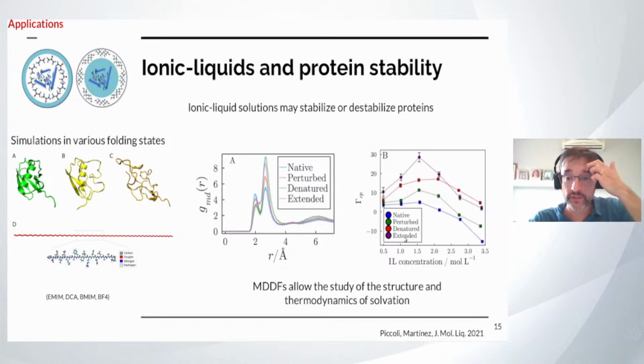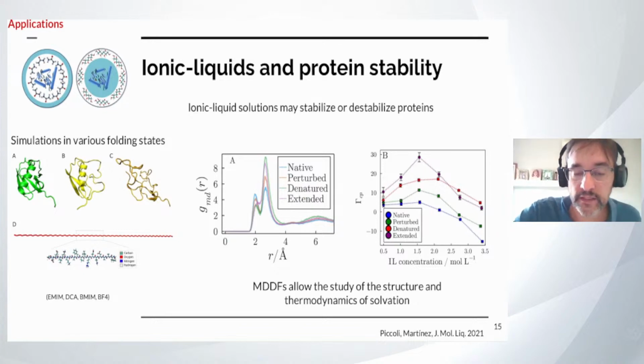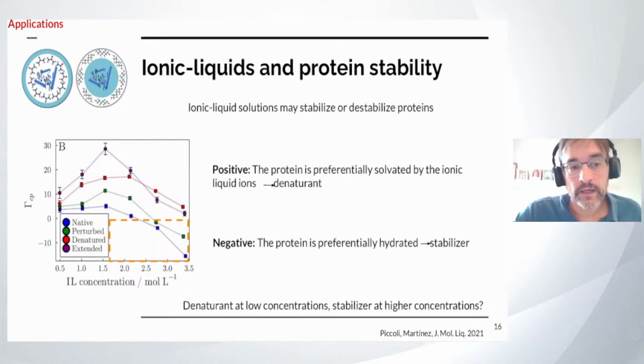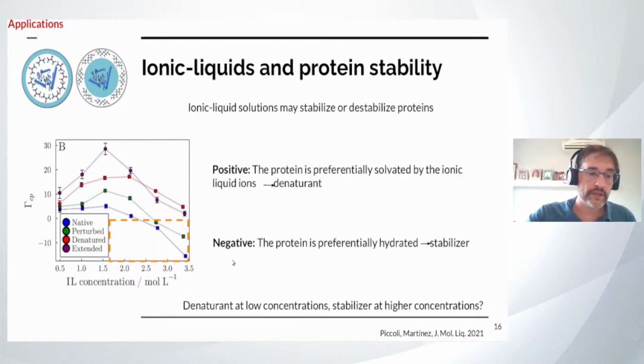So minimum distance distribution functions allow the analysis of these details of the solvation, but also to compute the preferential interaction parameters, which are effectively connected with the macroscopic effect of denaturation or stabilization. So here we have an example. We have the preferential interaction parameter of one of those ionic liquids with the protein. If this preferential parameter is positive, it means that the ionic liquid is preferentially solvating the protein, which means, as a general rule, that these interactions are favorable in such a way as to favor structures with a greater surface area, thus promoting denaturation.